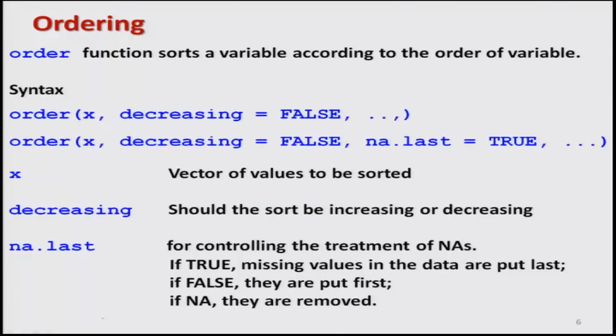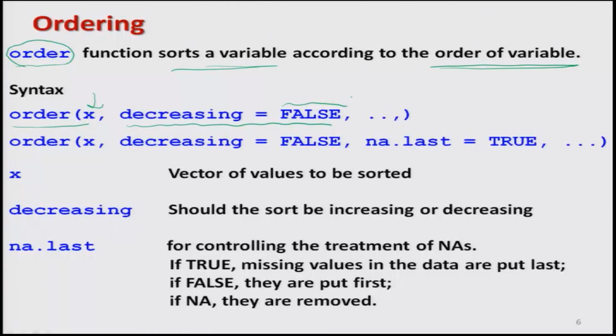Now, consider the ordering of the data. The ordering of the data can be done using a function called order. This order function sorts a variable according to the order of the variables. And the syntax here is simply order and the values contained in the vector, say x, and now you have to decide whether this arrangement has to be in decreasing order or increasing order. That can be controlled by writing false or true.